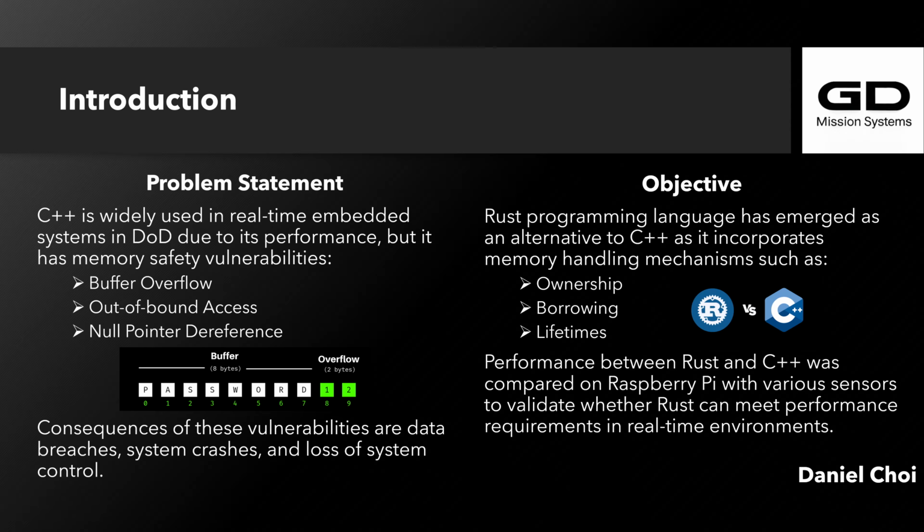This is our introduction. C++ is one of the most common programming languages used in embedded systems in DoD due to its high performance, but it has vulnerabilities associated with memory handling, such as buffer overflow, out-of-bound access, and null pointer dereference. These vulnerabilities have far-reaching consequences, such as data breaches, system crashes, and loss of system control. The Rust programming language, on the other hand, incorporates memory handling mechanisms such as ownership, borrowing, and lifetimes that ensure the memory safety of embedded systems.